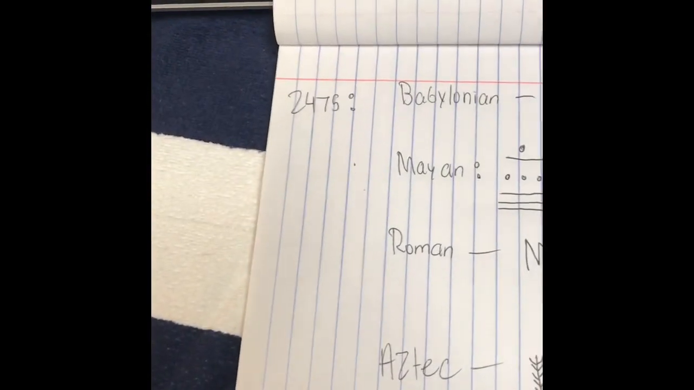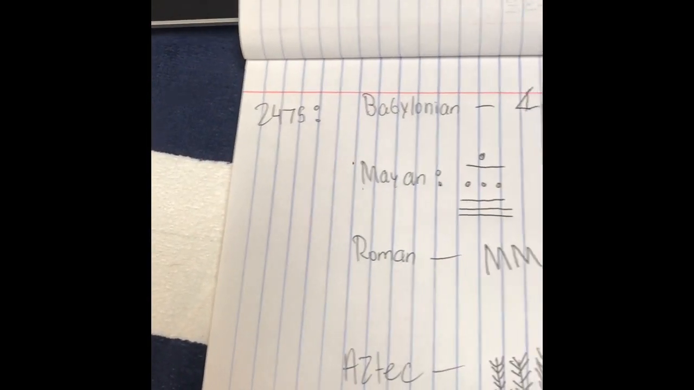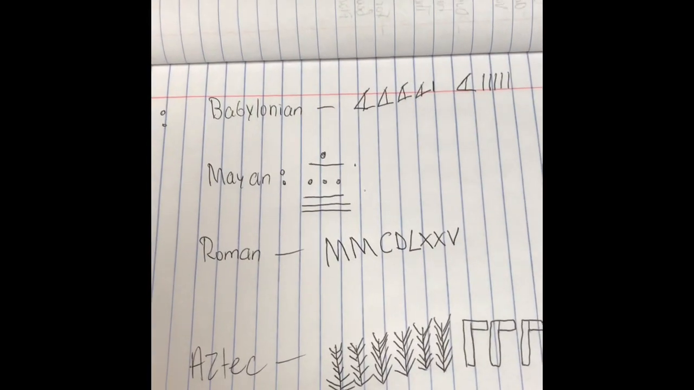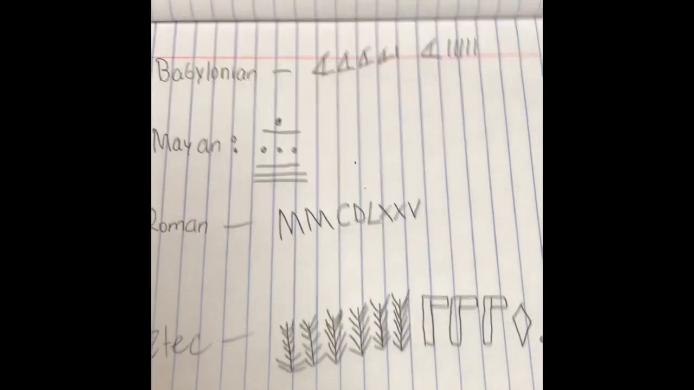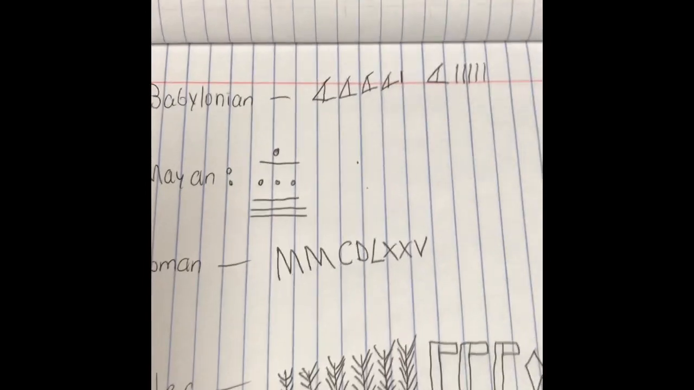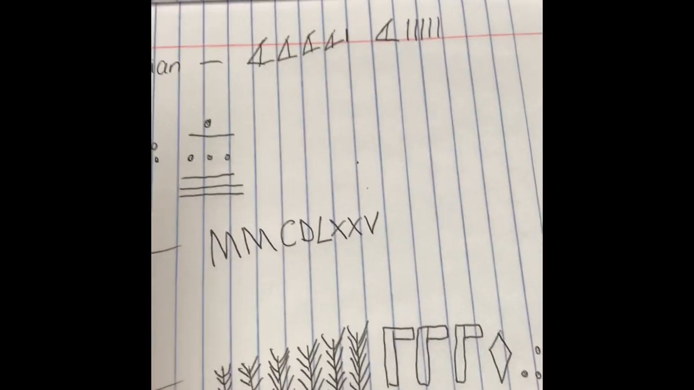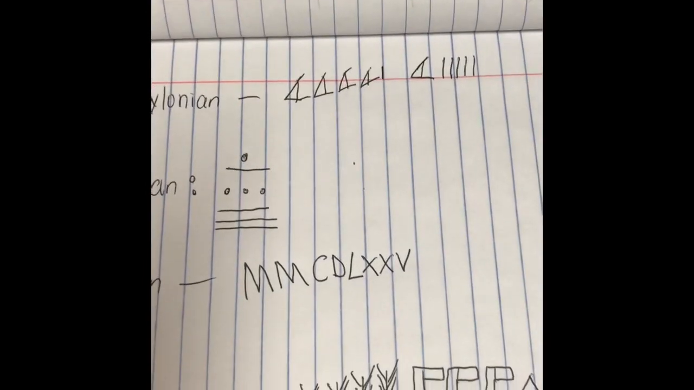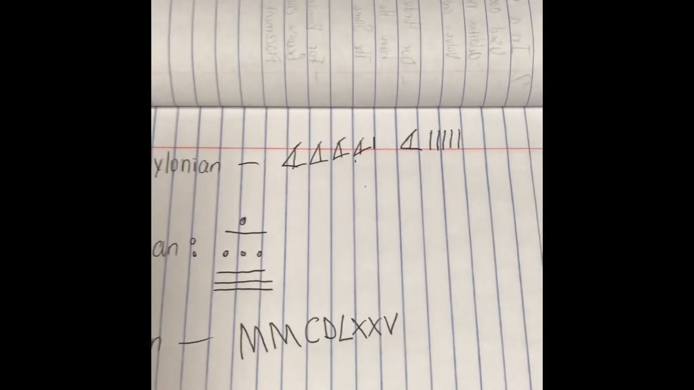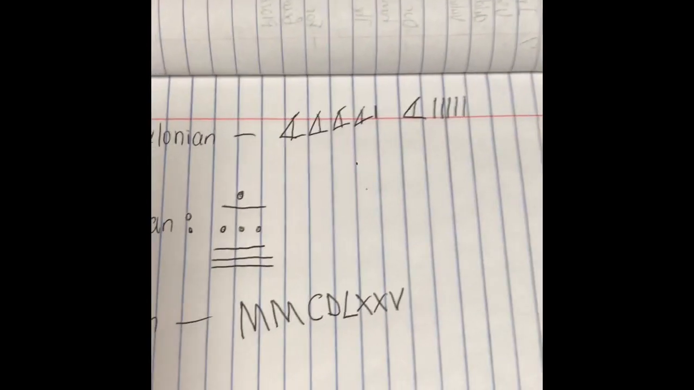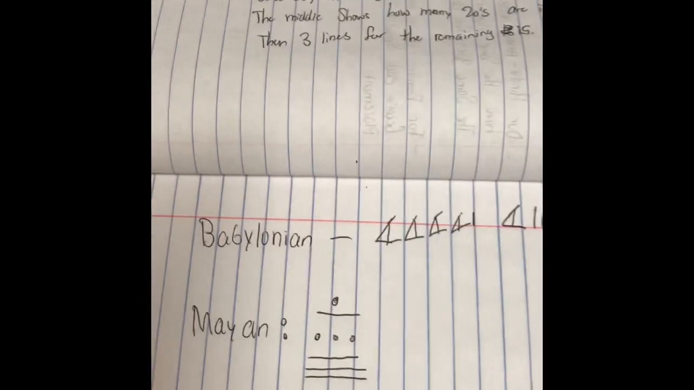The number we were given for number 3 is 2,475, and we were to use Babylonian, Mayan, Roman, and Aztec numeration systems. For Babylonian, there are 3 different sections. The first section is how many 3600s, the second section is how many 60s, and the last section is the remainder. Since there are no 3600s in 2,475, there will be 0.